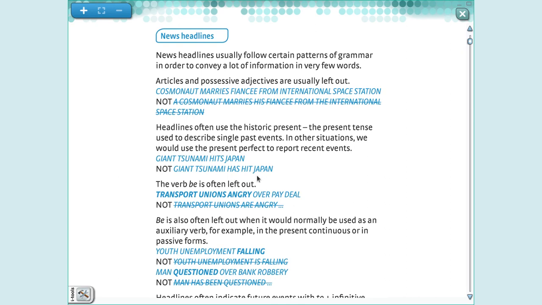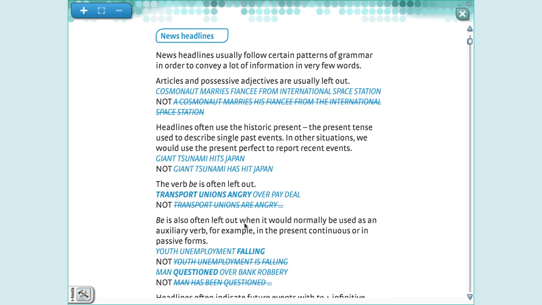But when we are talking about the news, they use different structures to make the sentence shorter. They also don't use the verb to be. They take out the verb to be of the sentence. Okay? Transport unions agree over pay deal. Are angry, not agree. Transport unions are angry. Okay? So they eliminate the verb.